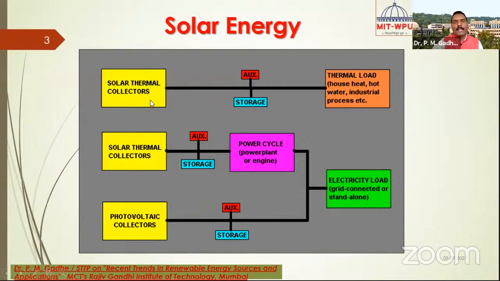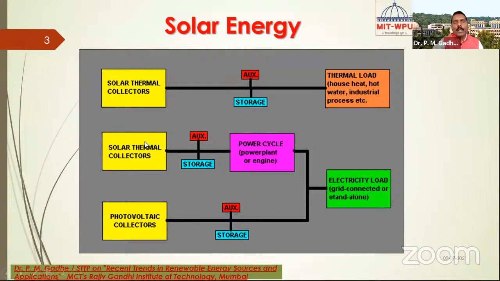So solar thermal collectors, in this case, mostly we are using the flat plate collectors or evacuated tube collectors, and even small scale concentrating type of collectors. So this is one kind of application we can use as solar thermal collectors. Also, we can use the solar thermal collectors for power generation. So for power generation, we'll be using the power conversion cycle, that is the Rankine cycle or the gas turbine cycle.